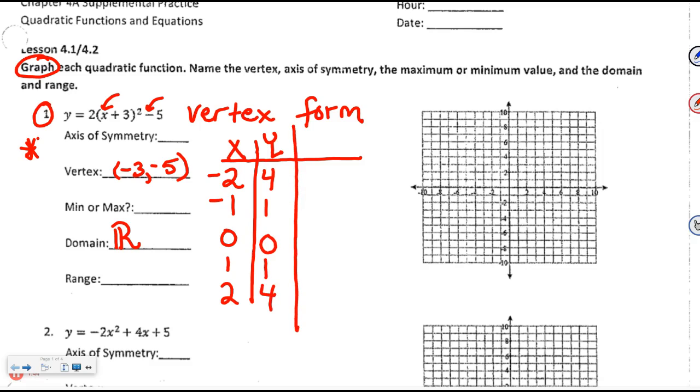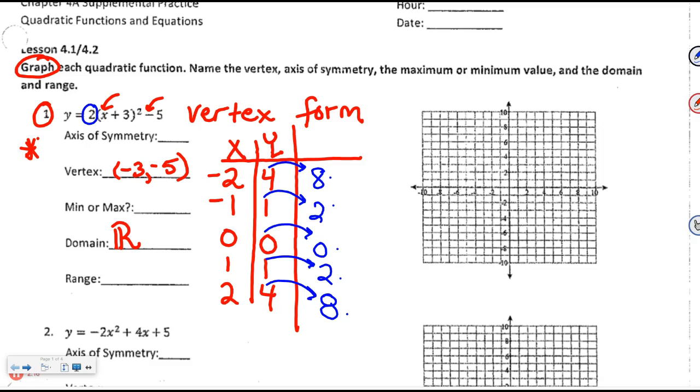Your third column comes from multiplying all those y's by whatever number's out front. If it's just a negative, you just multiply them all by -1. This one's a 2, so I'm going to double all of these. 4 times 2, 1 times 2, 0 times 2, 1 times 2, and 4 times 2. Notice the symmetry here: 8, 2, 0, 2, and 8.